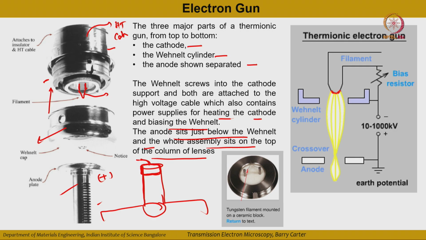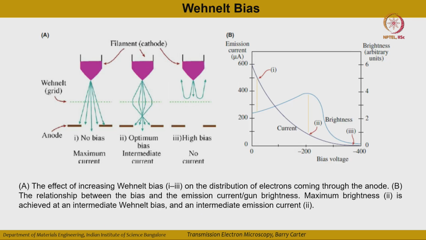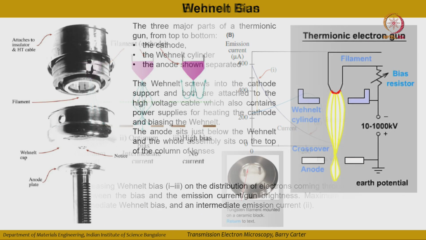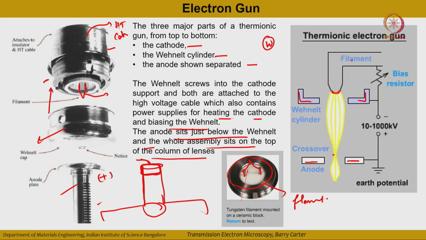So here you can see an electric circuit where you can see the filament, a bias resistor, the Wehnelt cylinder, and a crossover which is controlled by the positive potential applied at the anode. And here there is a typical image of a filament with the two tips, which is connected to a thin tungsten wire. As I told you, here we use tungsten as the thermionic source. So there is another source which is called LaB6.